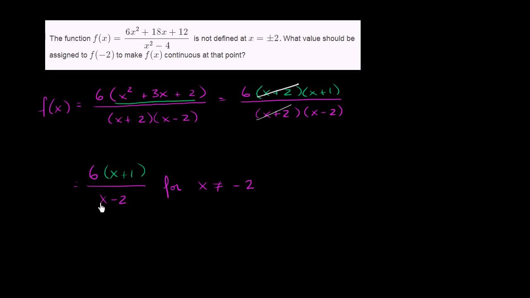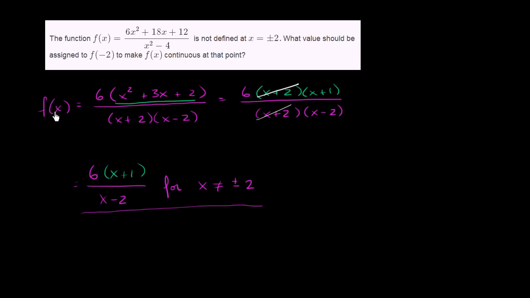And it's also obvious that x can't be equal to 2 here. This one also isn't defined at positive 2 because you're dividing by 0. So you could say for x not equal to positive or negative 2 if you want to make it very explicit. But they ask us, what can we assign f of negative 2 to make the function continuous at that point? Well, the function is completely equivalent to this expression, except that the function is not defined at x equals negative 2. So that's why we had to put that constraint here if we wanted this to be the same thing as our original function.